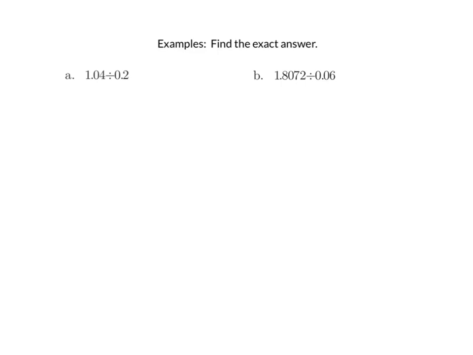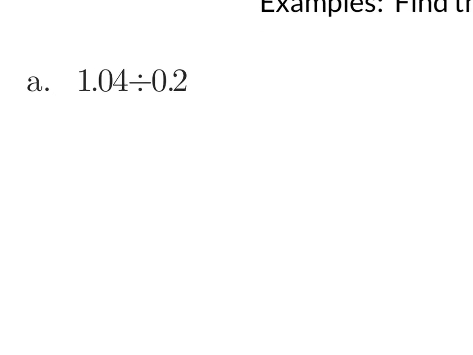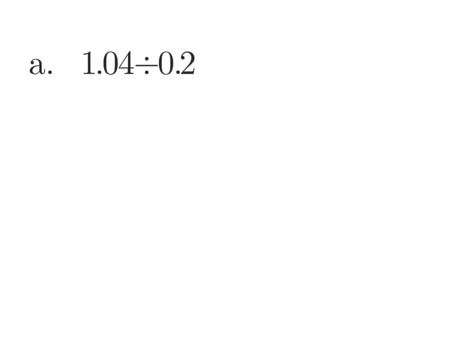Alright, so let's start with some exact answers. We have 1.04 divided by 0.2 as our first example. So the first thing that I want to do is move my decimal points so that this number is a whole number. In order to do that, I want to move it one place to the right. And just like we saw when we worked with fractions, whatever we do to one, we have to do to the other. So I'm going to move my decimal point one place to the right in both numbers.